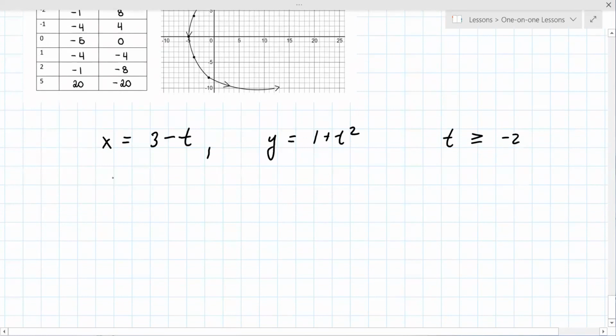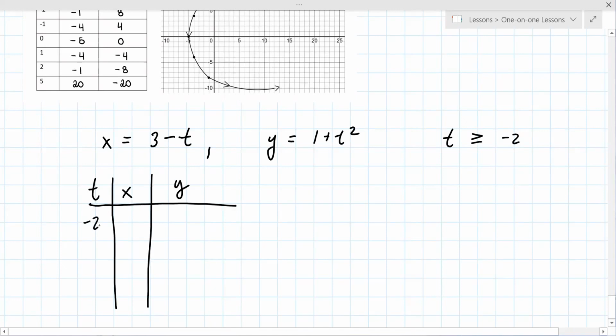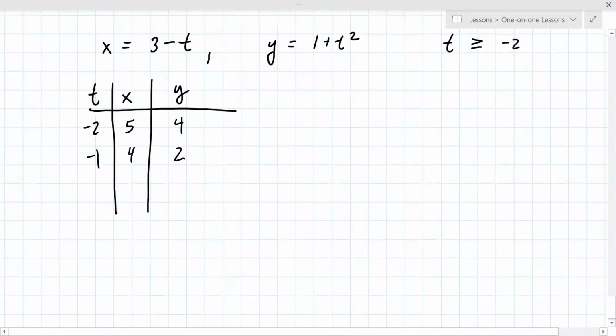So let's make a table here, and we'll fill out some of the values. You have to do t, x, and y. t will start at -2. x is 5, y is 5. Let's go to -1. So x is 4, and y is 2. Wait, wouldn't y be 5? Oh yeah, thank you. It's 5. Okay. Then let's make t 0.